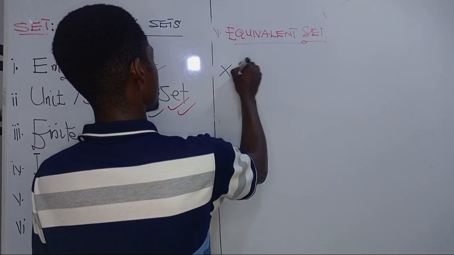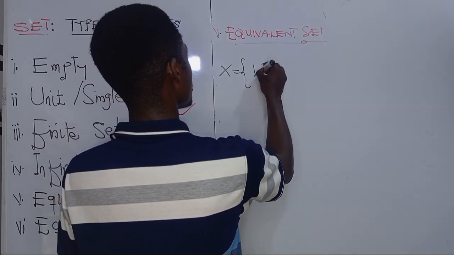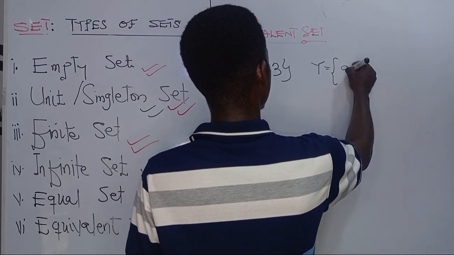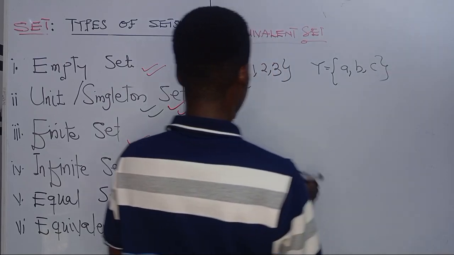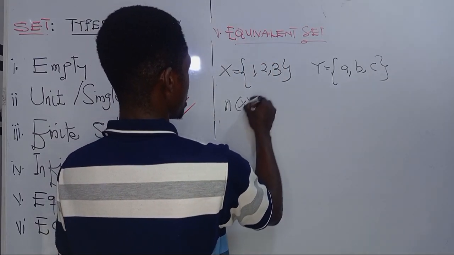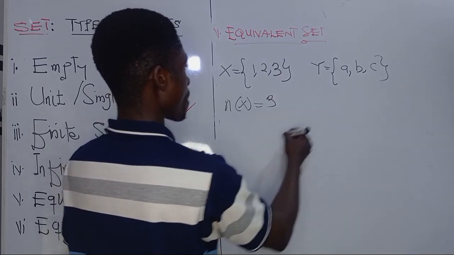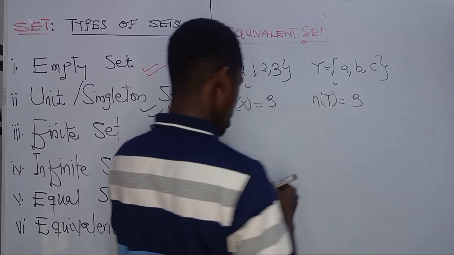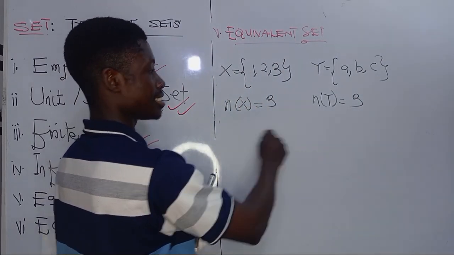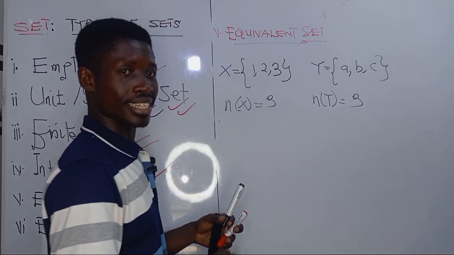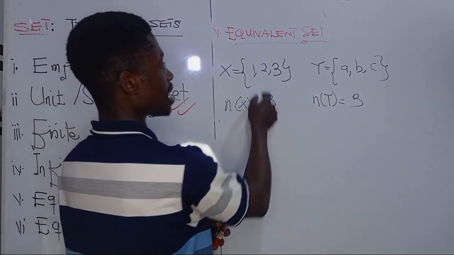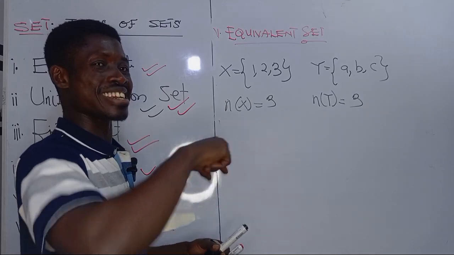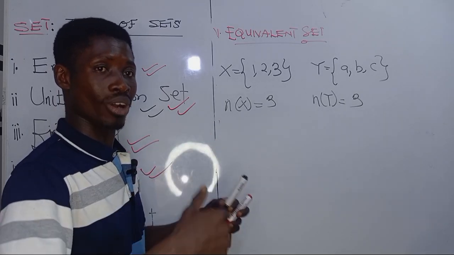So if you have, let's take set X, which contains the elements, let's say 1, 2, and then 3. And then set Y contains the elements A, B, and then C. Now the number of elements in set X, we have how many elements? We have 3. Now the number of elements in set Y, how many elements? 1, 2, 3. So you realize that the number of elements in set X is the same as the number of elements in set Y. If that happens, then we can say that these two sets are equivalent sets. So with equivalent, we talk about the number of elements within these two or more sets.